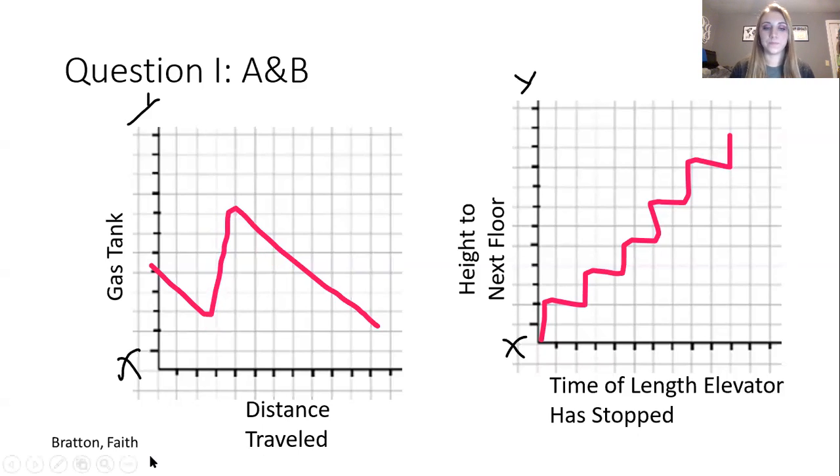Okay, so the next one is to show and explain a graph to correlate with the function of the height of the elevator stopping at each floor. For this graph, we know that the x-axis is on the bottom, and it's the length of time the elevator has stopped. The y is the height to the next floor.